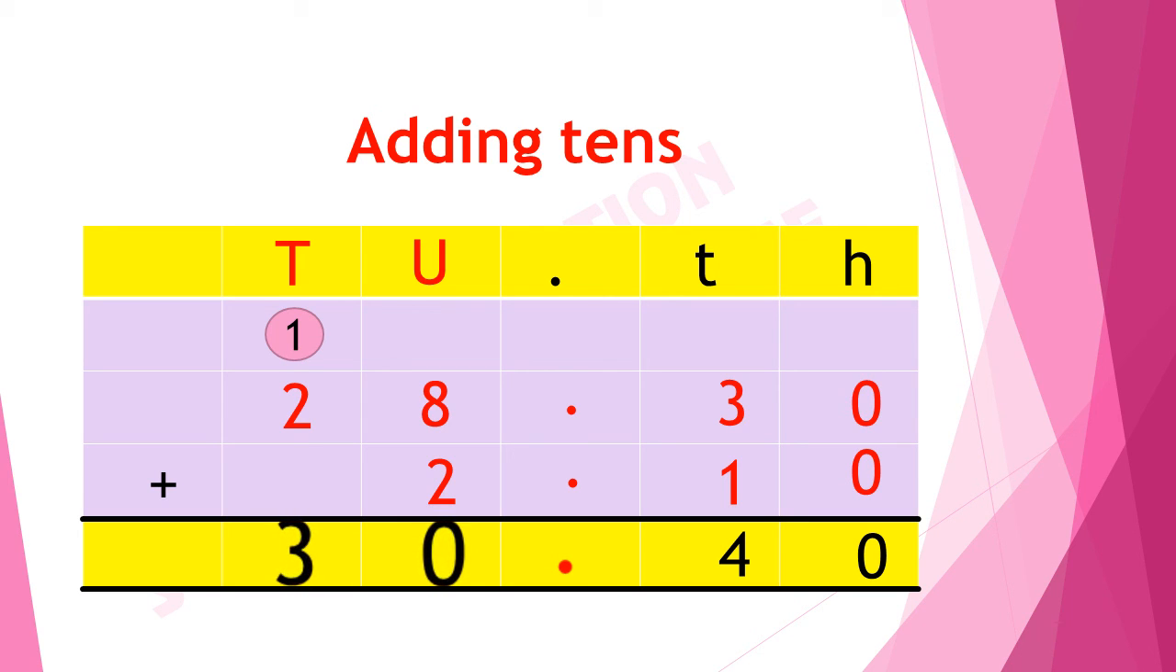On the left side there is 30. It shows there are 30 rupees. And on the right side it shows paisas. What does it show? Paisas. And how many paisas are there? There are 40 paisas. If we add 28 rupees and 30 paisas and 2 rupees and 10 paisas, we get 30 rupees and 40 paisas.